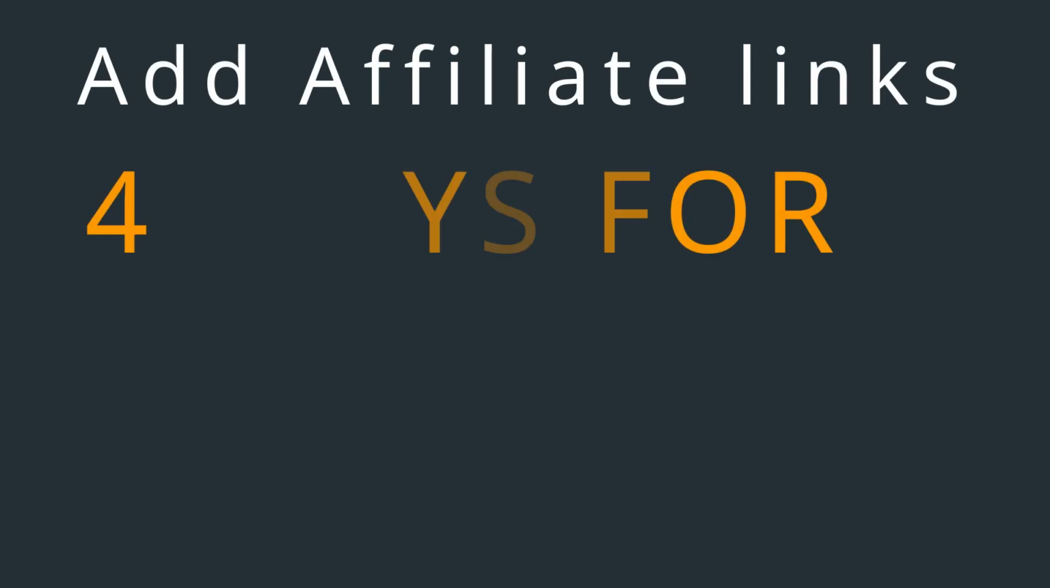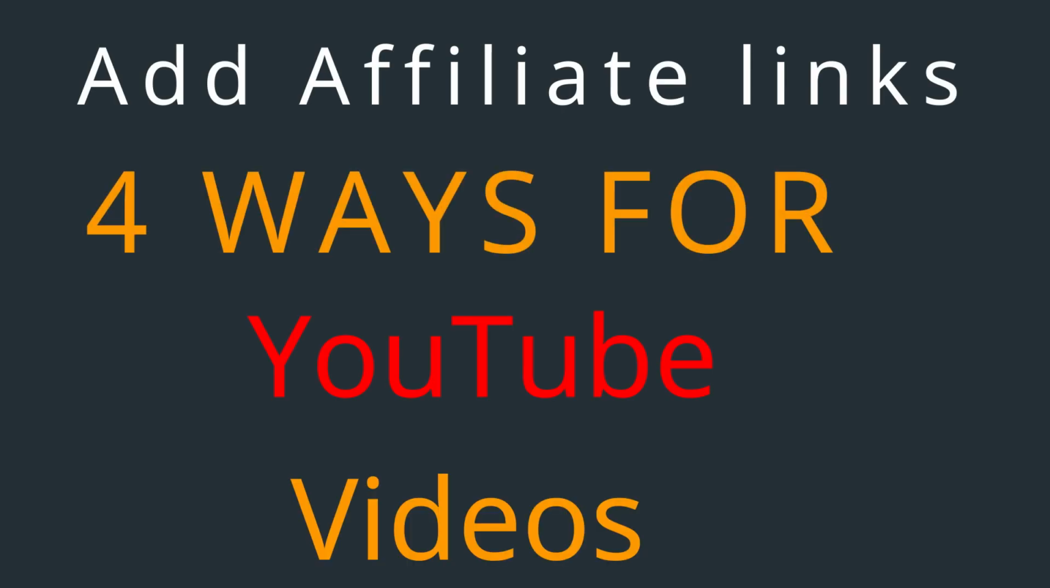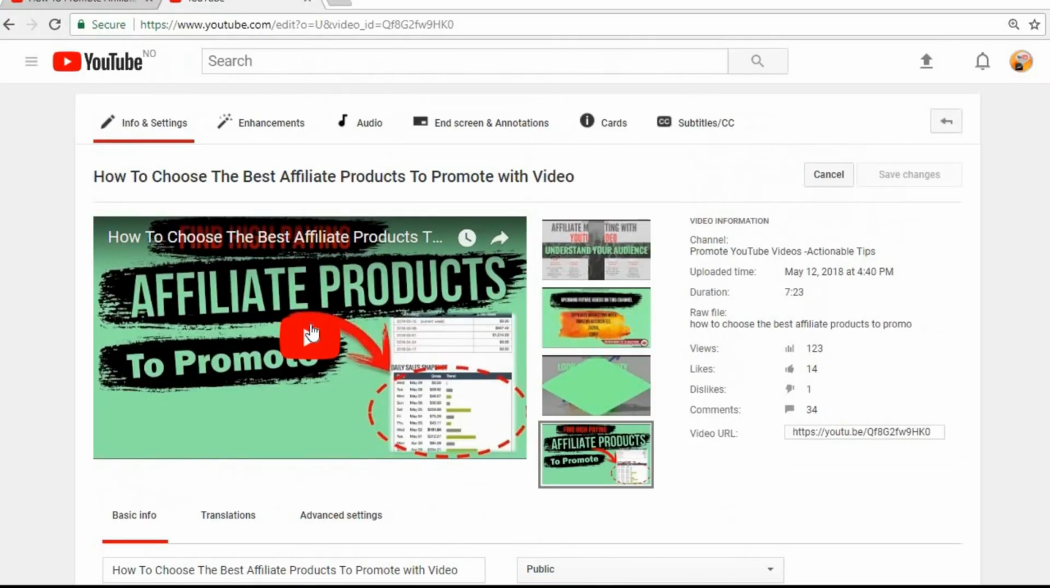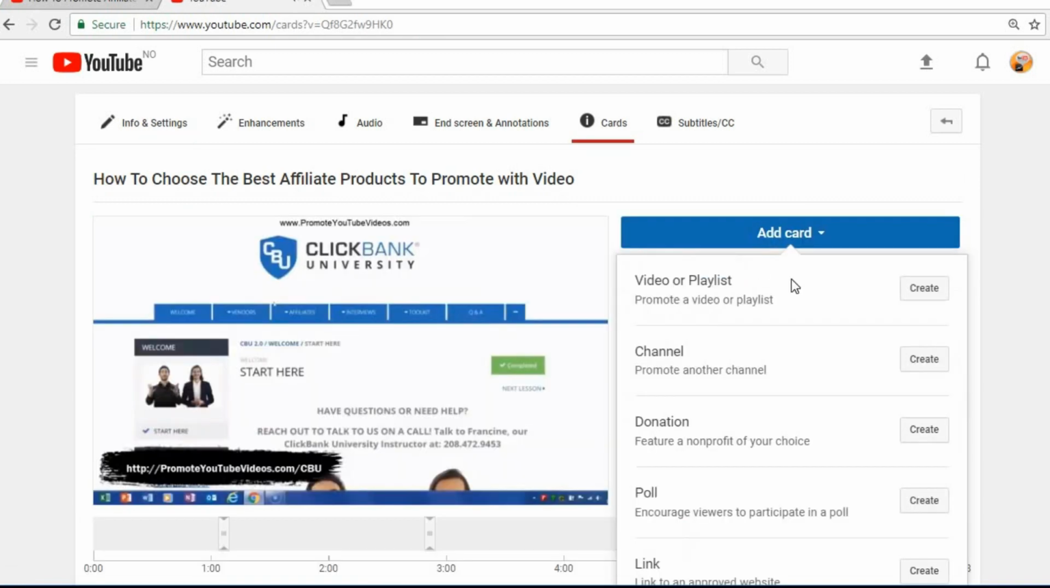Most YouTubers add the affiliate links to the YouTube video description. But do you know there are more effective ways to put affiliate links on YouTube videos? The first method is to add a clickable affiliate link to your YouTube video. Yes, it's possible. The way to do this is via YouTube cards.